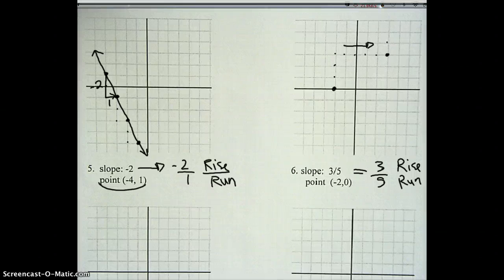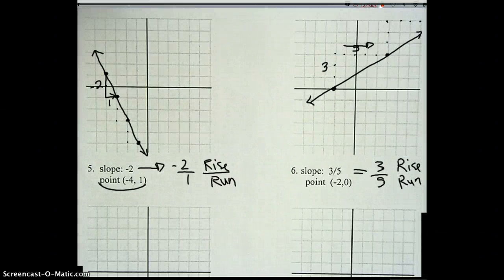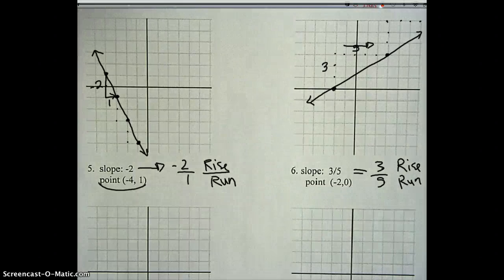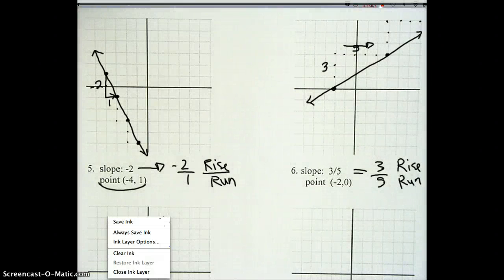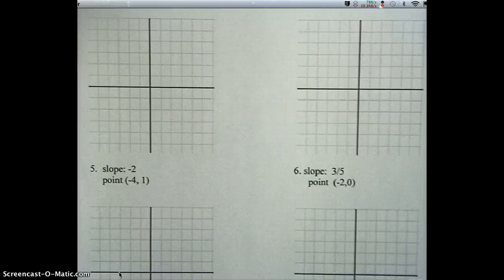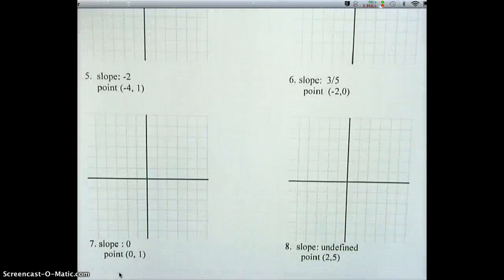So 3, 5, 1, 2, 3, 1, 2, 3. Once again, it's off my paper, but it looks like it's going to go in about that direction. So graphing only 2 points is fine as long as they show the slope is 3/5. Okay, there's 5 and 6. Once again, pause the video, try to do some of these on your own. The next 2 are pretty tricky though, so see if you can think about what they would be based on what you reviewed earlier in class today.